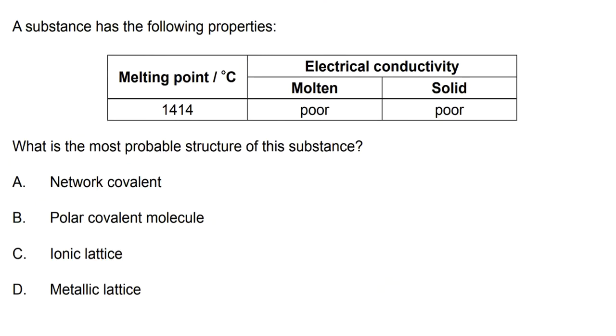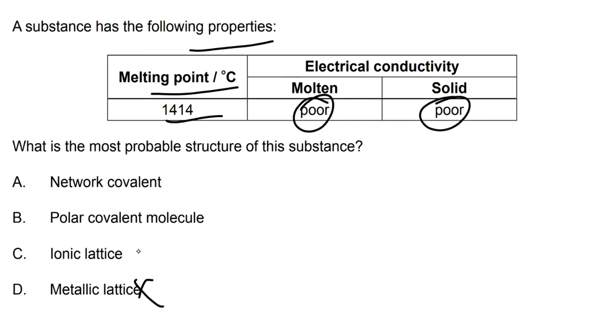A substance has the following properties: melting point of that, molten, poor conductor, solid, poor conductor. What's the most probable structure for this substance? For this question, I'm thinking more of eliminating the structures as I go by. I know that's not going to be metal because for one, solid, it has poor conductivity.